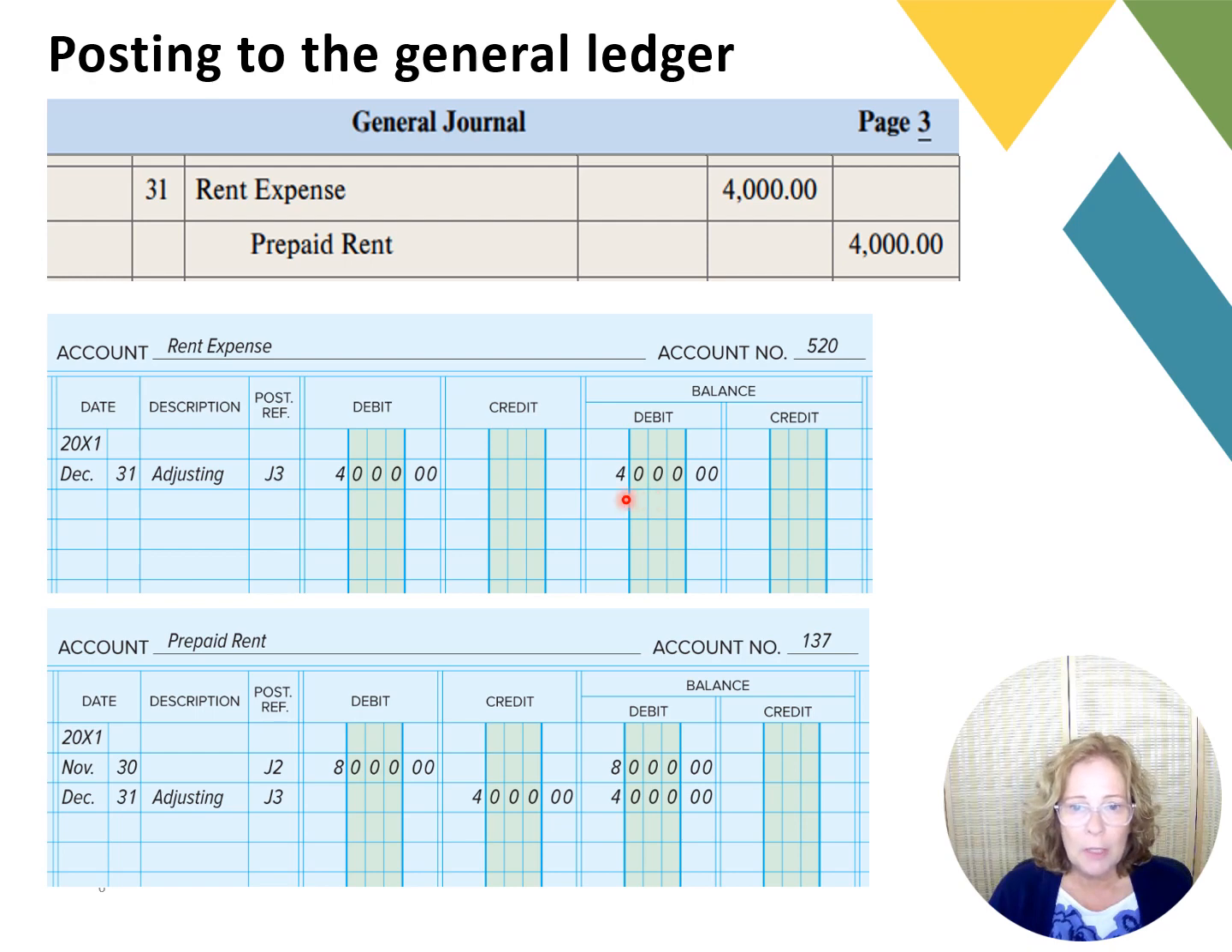The account we now need to credit is prepaid rent, and the account already has activity and a balance of $8,000. So let's write the date into the date column, adjusting into the description, the journal entry page J3 into the posting reference column, and the credit $4,000 into the credit column. We now need to calculate the new balance, which is $4,000.